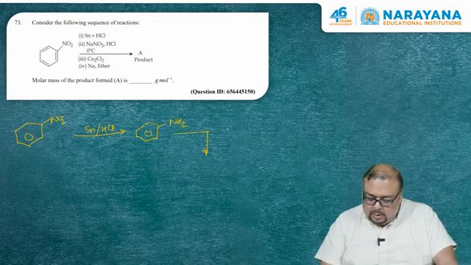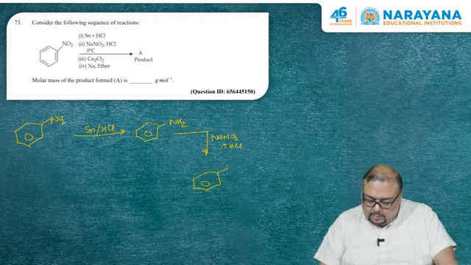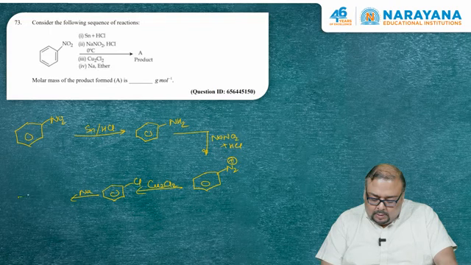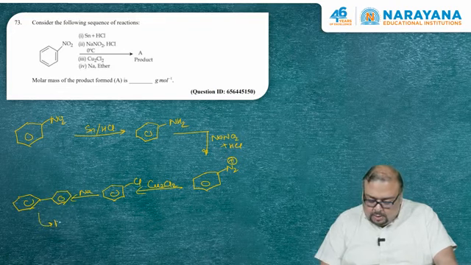and this with NaNO2 plus HCl, which is essentially HNO2, you will get diazonium cation, N2 plus. And this with Cu2Cl2. Now Cu plus halide is there, and then it is the Sandmeyer reaction. So N2 will be replaced by Cl. And then with sodium and dry ether, it will be the Fittig reaction. So you'll get a biphenyl. So its molar mass will be 154. So the answer should be 154.